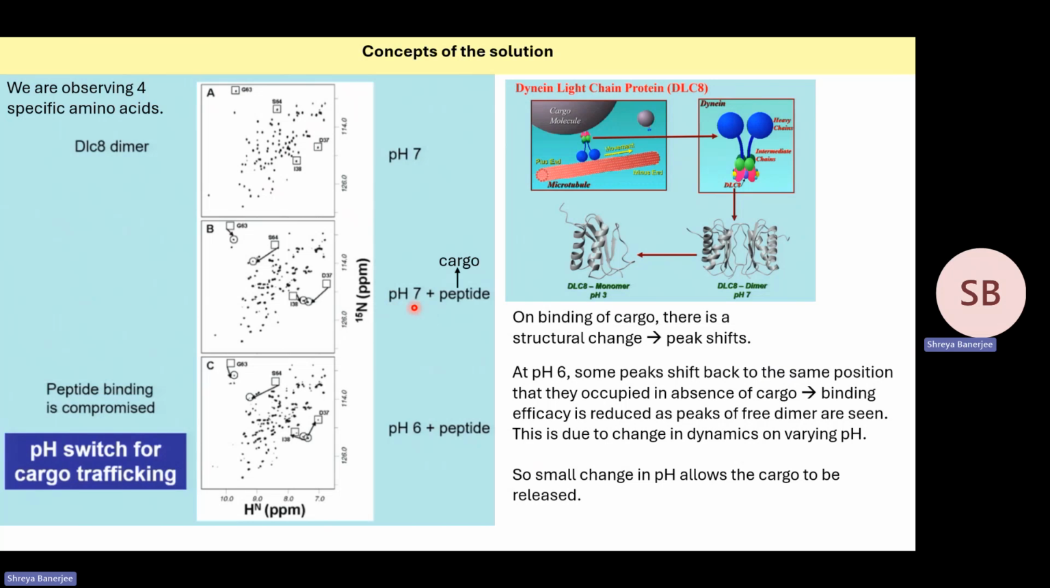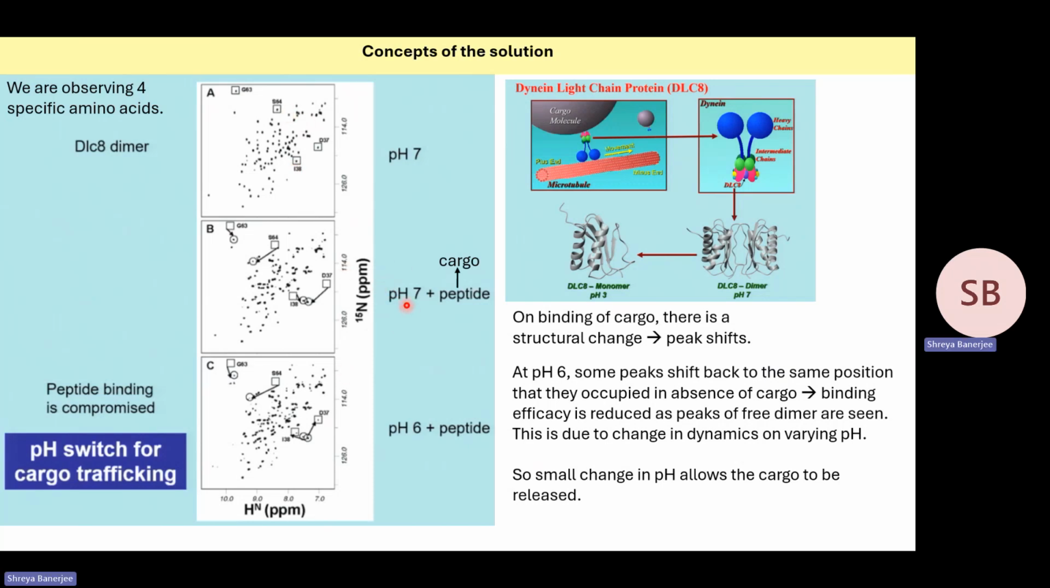Now, if we reduce the pH to 6, we can see that some of the peaks are shifting back to the same position that they occupied in the initial case, that is, in the absence of cargo. So we can see that glycine and serine maintain their peaks, but isoleucine and aspartic acid are going back to the original position of the native protein, which it occupied in the absence of this cargo.